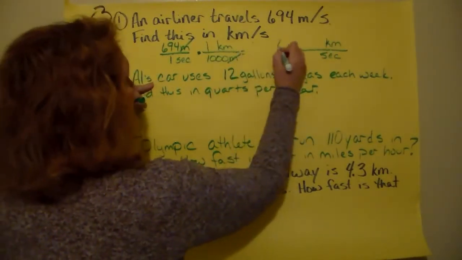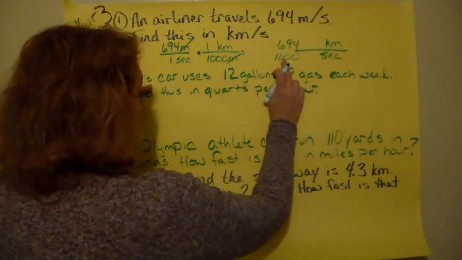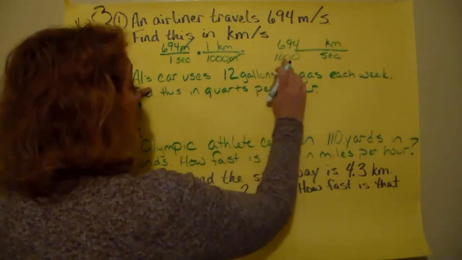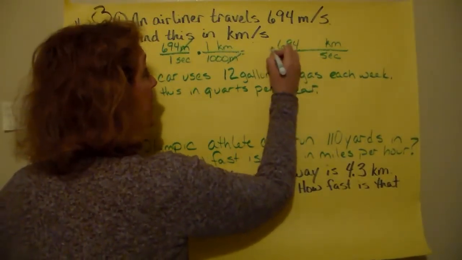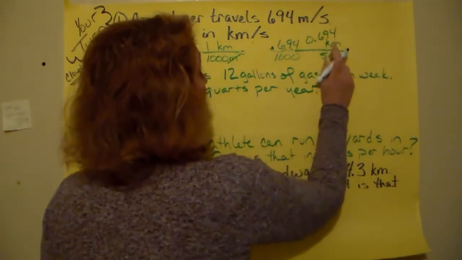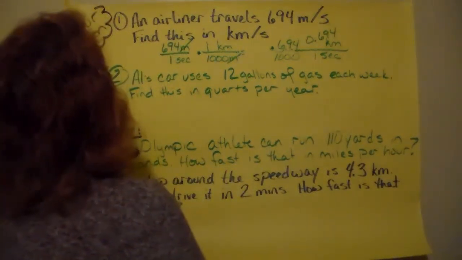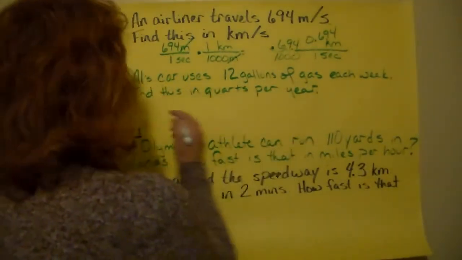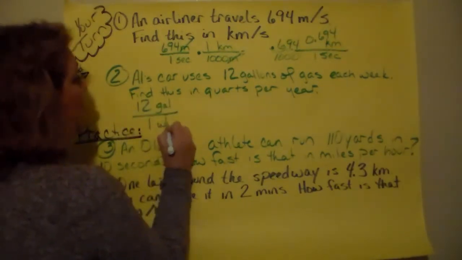So I've got 694 over 1,000. Now, I want this to be 1. I am going to divide this by 3 decimal places: 1, 2, 3. So this is 0.694 kilometers per 1 second. That's fast.